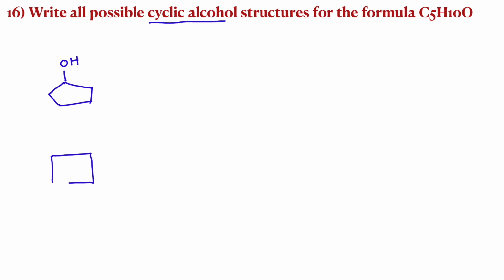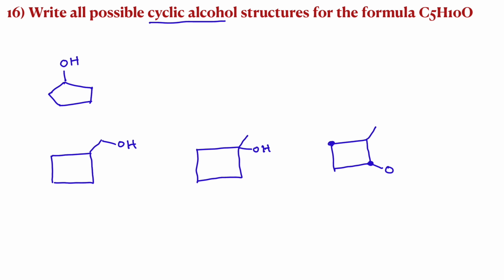4 carbon chain, methyl substituent, OH group. You can write here, OH group. You can write here, OH group. You write here or here, the result is the same. OH group, here the result is different. So these are 4 carbon chains.